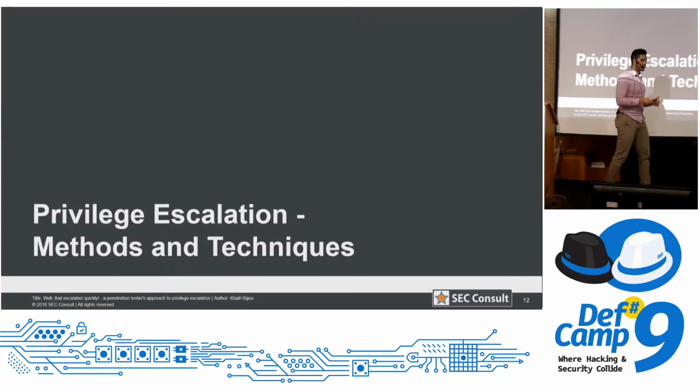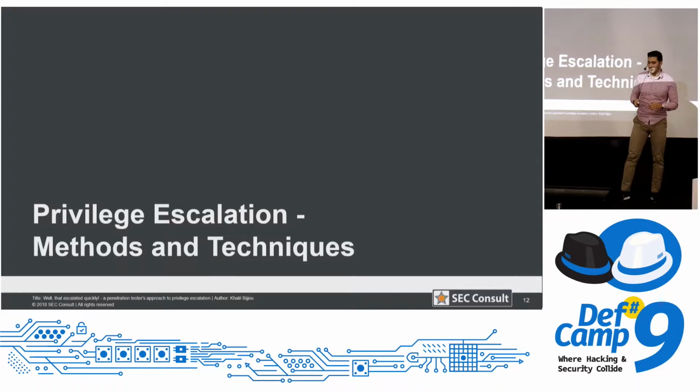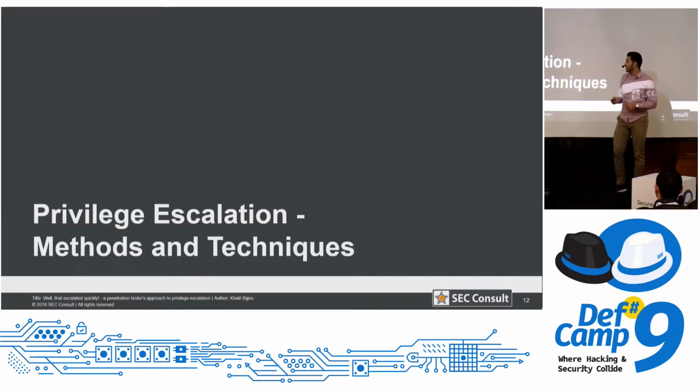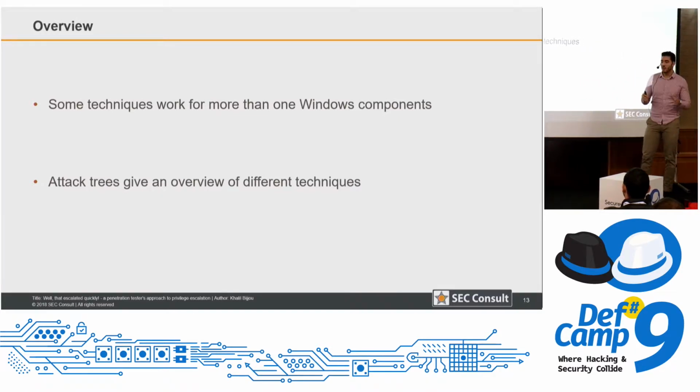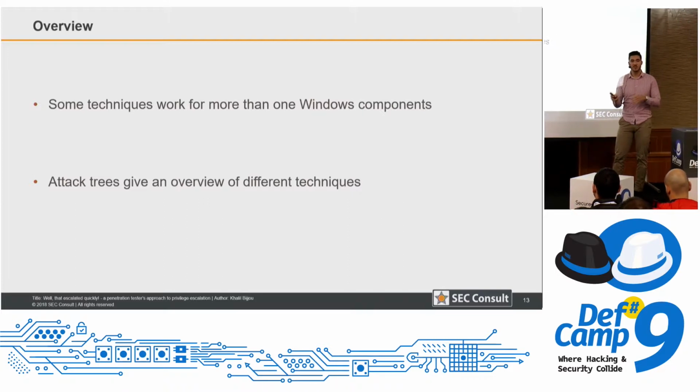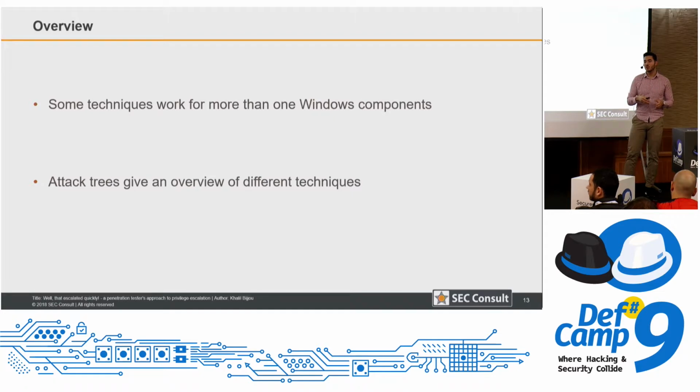That's it about the Windows components. Let's dive into the different privilege escalation methods and techniques. Just as an overview, as we said, there are components in Windows that are similar to other components, and that's why some attacks and methods may be used not only for one component, but for several. And what I did is to create attack trees. These attack trees can give you an overview of which attacks you can perform and which different conditions have to be met.